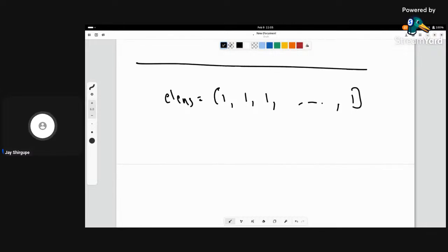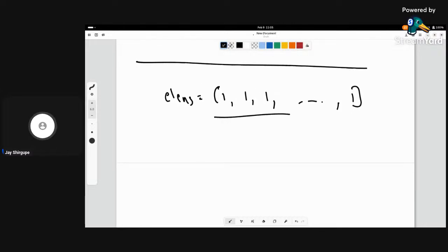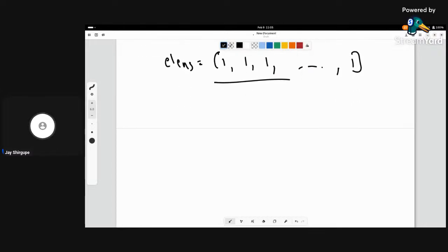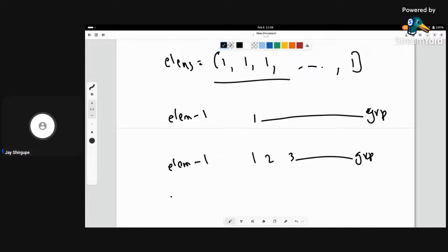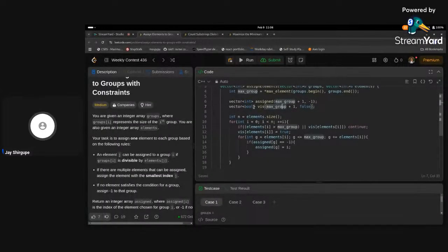So if there were duplicate elements and your elements were all ones, and you just brute force implement this, you may end up doing something like: I have an element of 1, then iterate over 1, 2, 3 all the way up to group max. Then again we have an element of 1, then iterate over all the multiples of 1, that is 1, 2, 3 again up to group max. Then you again get an element 1, again iterate over 1 to group max. To deal with that, you can maintain a visitor array.